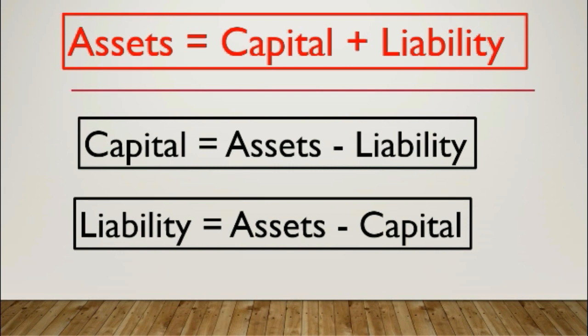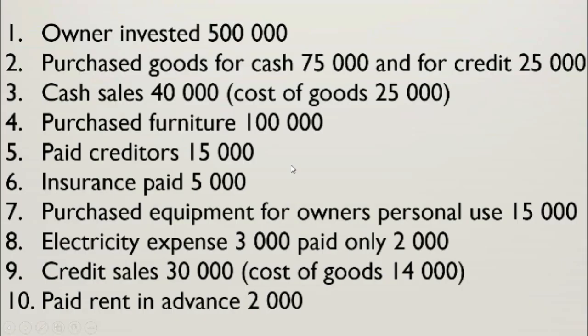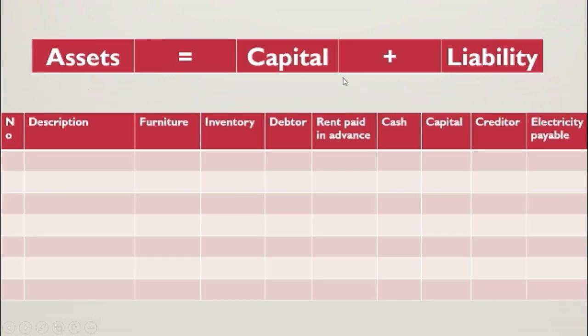So now I'm going to take you through a question with 10 transactions and let's see how these 10 transactions will affect the accounting equation. So we know asset is equal to capital plus liability. So I have made a table: transaction number, description, the categories of the assets, a column for capital and 2 columns for liability, so creditor and payable. We will see how each transaction will affect the accounting equation.